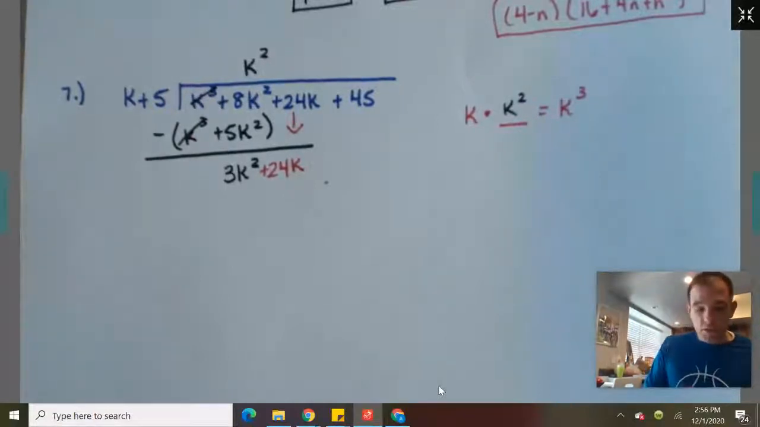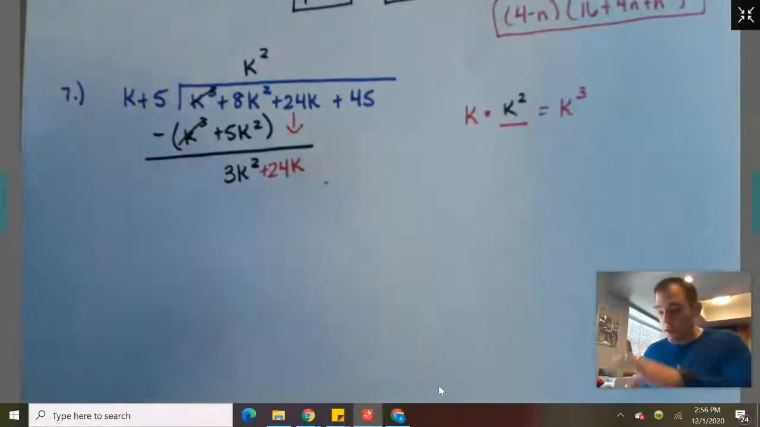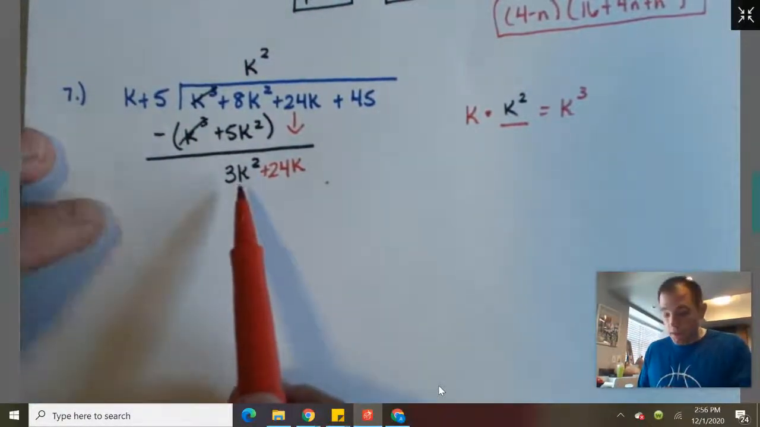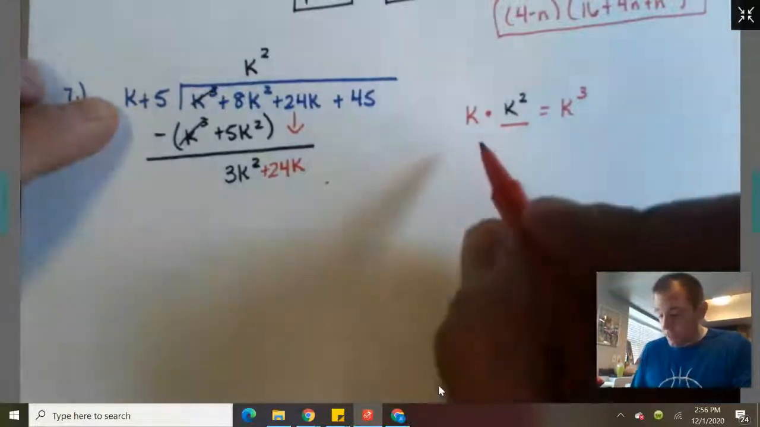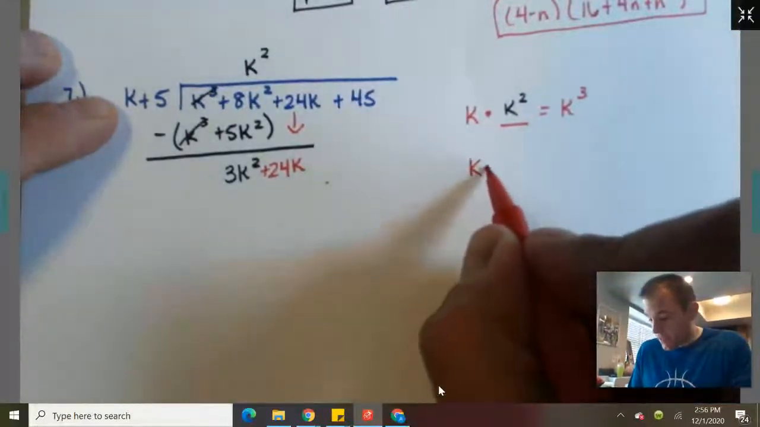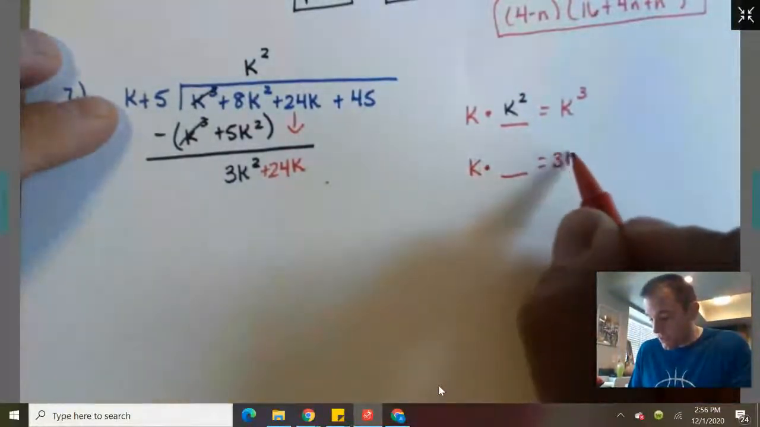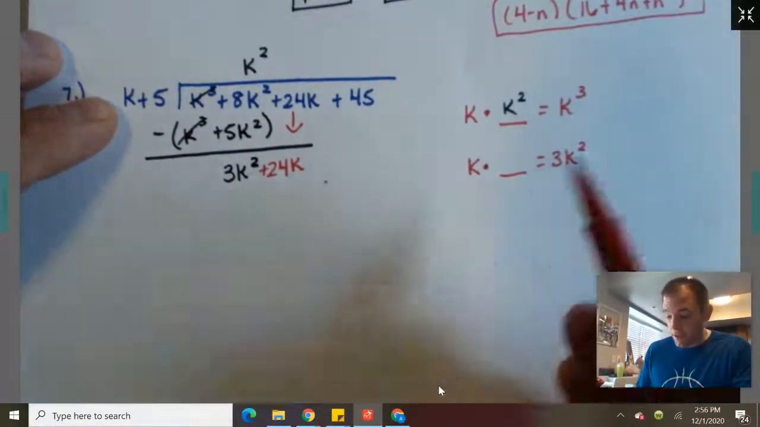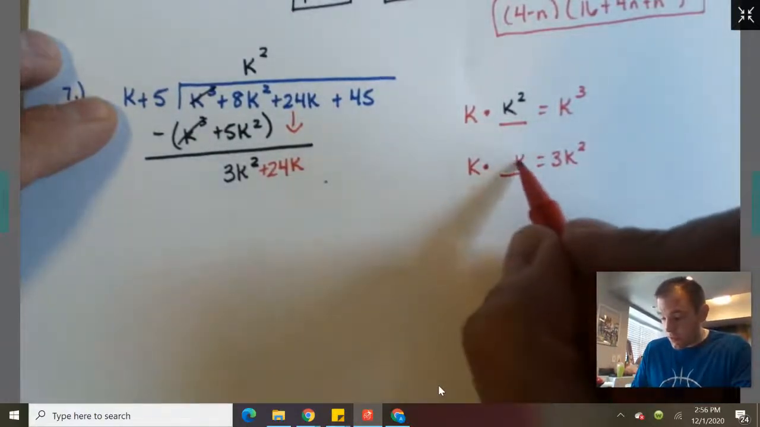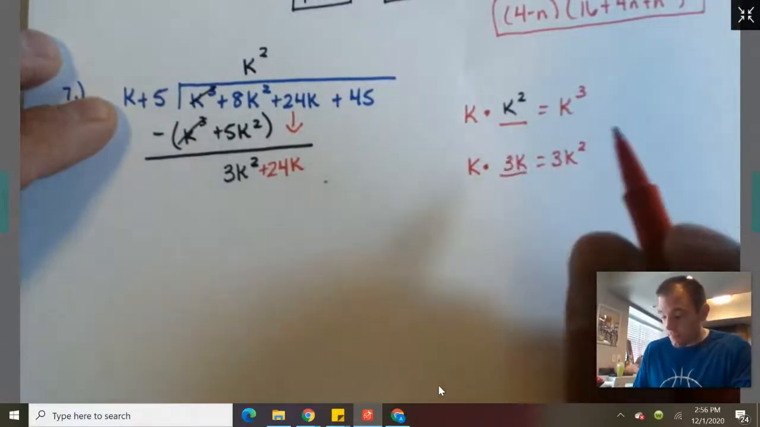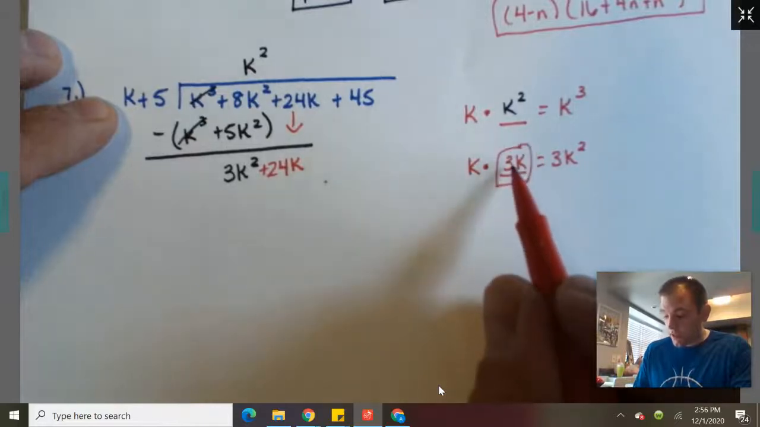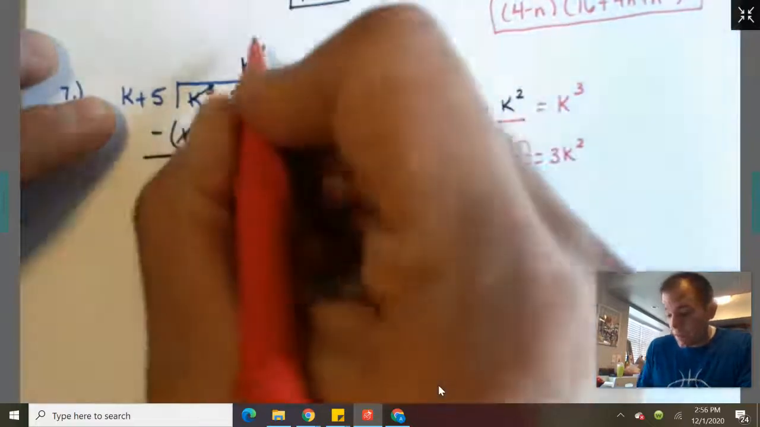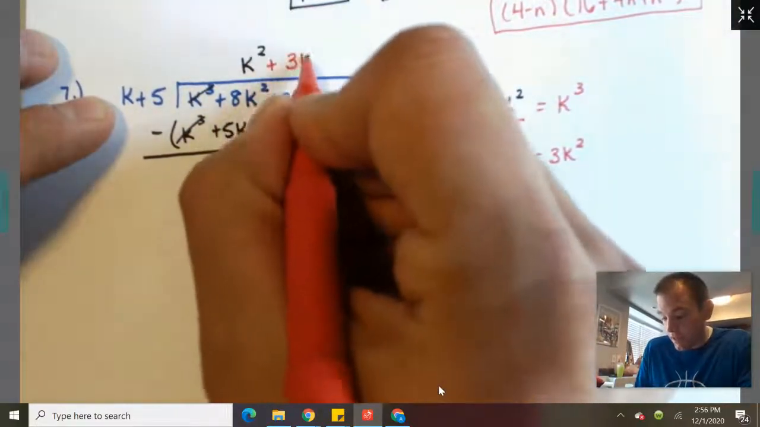So we do the exact same thing. But now I ignore the 24 and just look at the 3k squared and the k. So now I'm asking you, k times what would give us 3k squared? I have 1k right here, so I know I need one more. And I also need the 3, because 3k times k is 3k squared. So that's what I would put on top now. I would put that 3k.